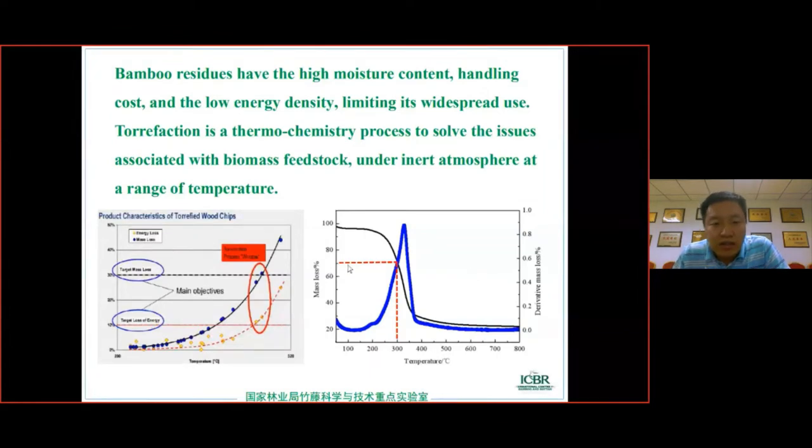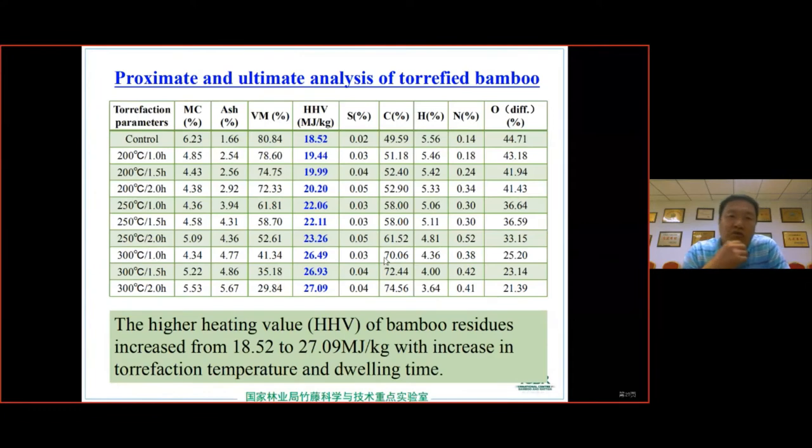We found the 30% of mass loss corresponding to the pyrolysis temperature of 300 degrees. We prepared bamboo residues with different torrefaction temperatures of 200 degrees, 250 degrees, and 300 degrees, with different dwelling times of 1 hour, 0.4 hours, and 2 hours. And we found the higher heating values, HHV, of bamboo residues increase with the increased torrefaction temperature and the dwelling time.